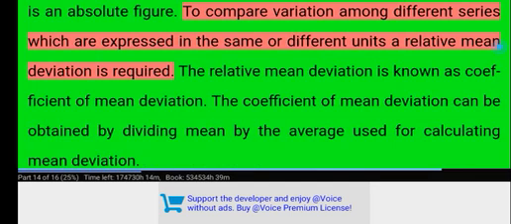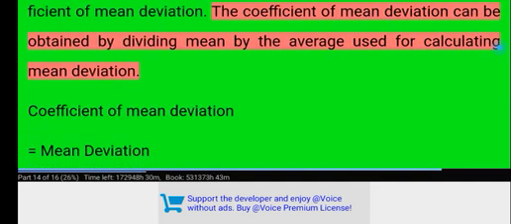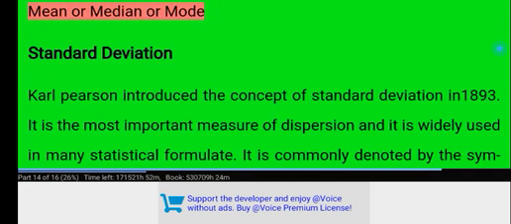To compare variation among different series which are expressed in the same or different units, the relative mean deviation is required. The relative mean deviation is known as the coefficient of mean deviation. The coefficient of mean deviation can be obtained by dividing the mean deviation by the average used for calculating it. Coefficient of mean deviation equals mean deviation divided by mean or median or mode.